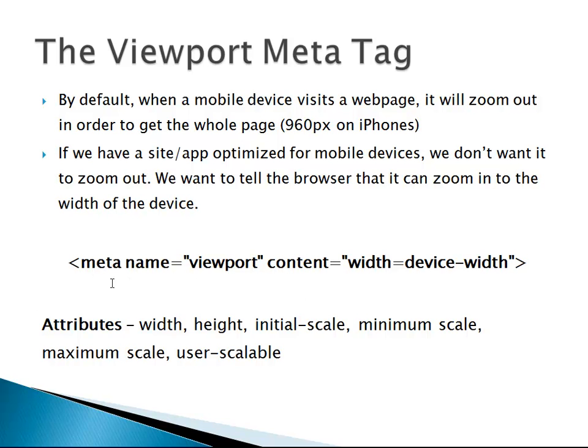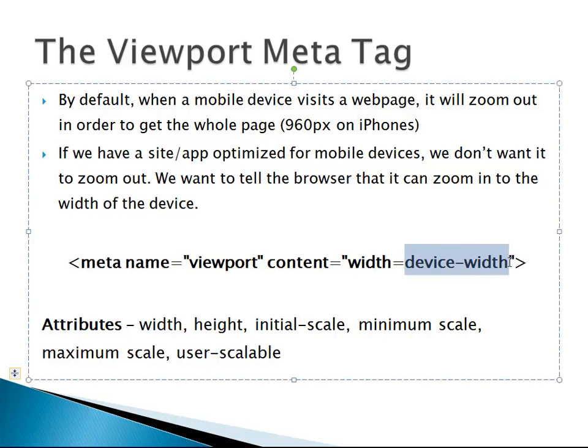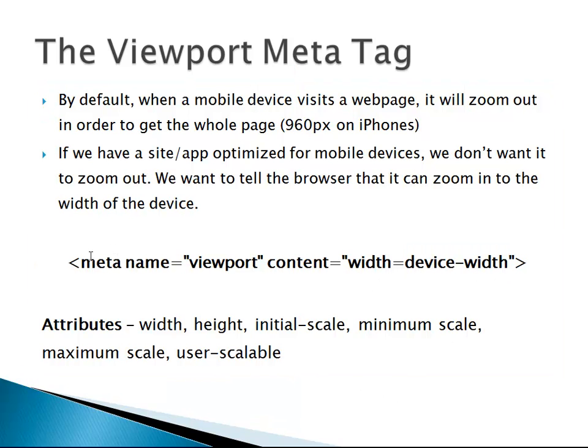It's a meta tag that has a name attribute of viewport, and for the content, we're just setting the width of the application or the site equal to the device width. So whatever the iPhone width, or if you have an Android phone, it'll be set to that width. So it's pretty important in mobile development. These are some of the attributes that this tag has: width, height, initial scale, minimum scale, maximum scale, and user scalable. So pretty much if the user is able to zoom in and zoom out with their finger.